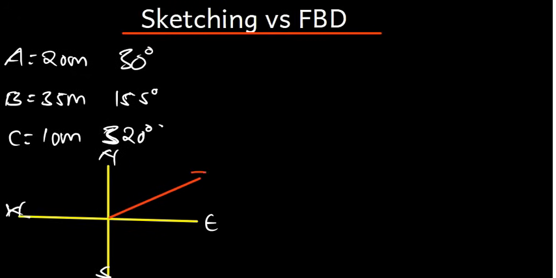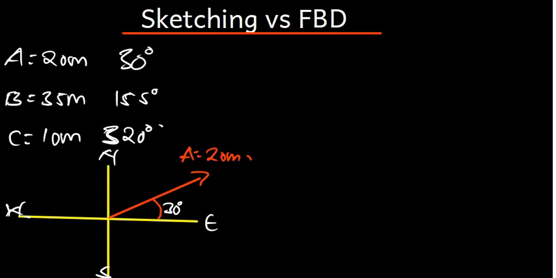Then I'm going to say this is my vector A, which is 20 meters. I'm going to put the angle there to say my angle is 30 degrees. Now vector B is 155. Where can we find 155? 155 is found in the second quadrant.